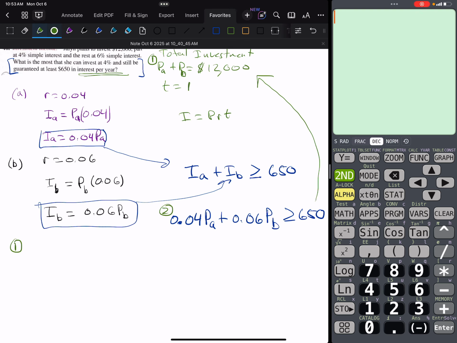So I'm going to come over here with equation 1, and I'm going to say that PA plus PB equals 12,000. And I can solve that for PA. PA equals 12,000 minus PB. Now the reason I do that is because I want to substitute into equation 2 and get rid of the PAs in equation 2 so that all I'm left with is PBs in equation 2, and then I can actually find out that value.